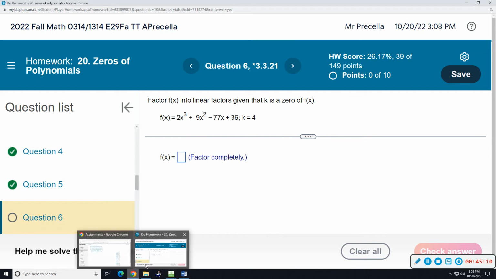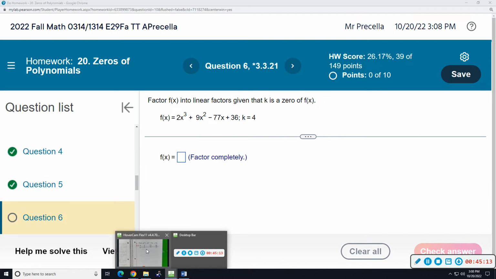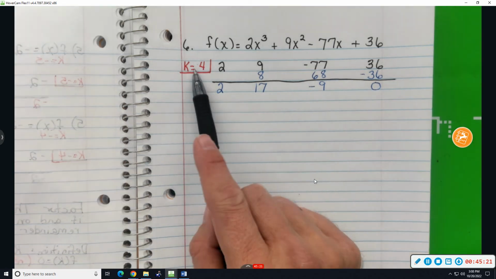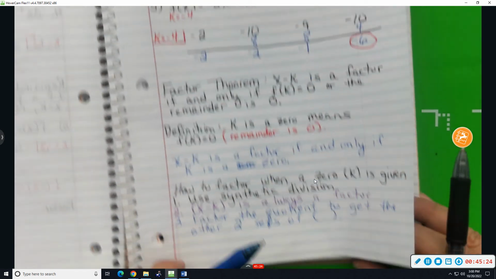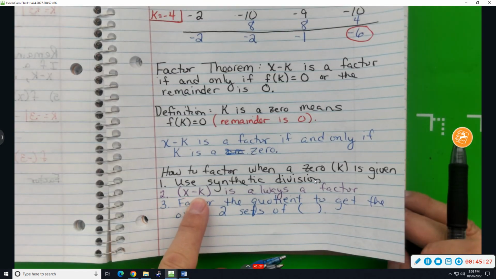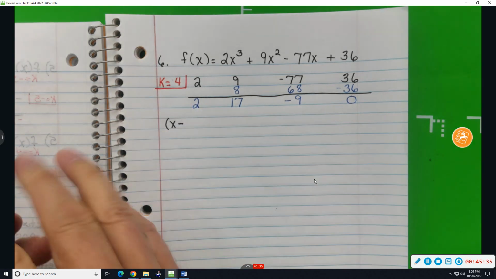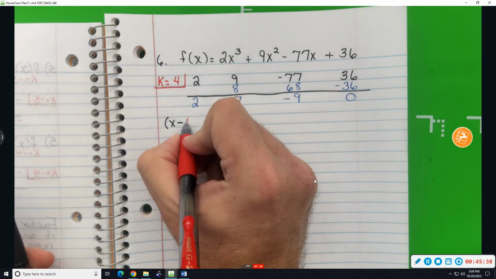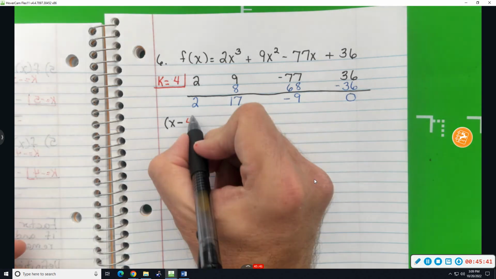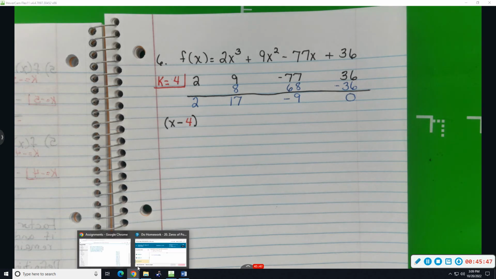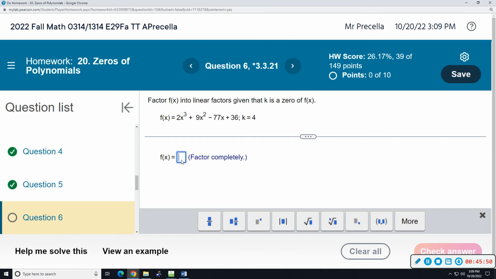Now, what we want our answer to be is three sets of parentheses. The first set of parentheses is x minus k. That's what I'm saying here in step two: x minus k is always a factor. So I'm going to write that down. x minus k. There's one set of parentheses. So over here, if you want, you can go right ahead and type in x minus 4.